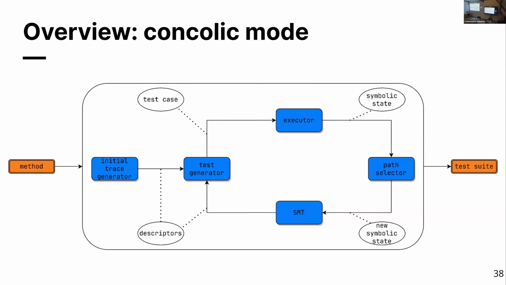So after we had a look at all the main program representation levels of kex, let's quickly analyze how the concolic mode in kex works. Basically, the idea is simple: we get a method, we generate an initial trace for this method, and after that, in a loop, we execute a test, collect the symbolic state, choose one of the new states and send it to SMT, etc. So that is the whole concolic mode, as I mentioned before.